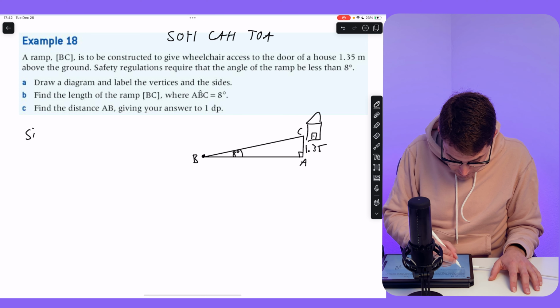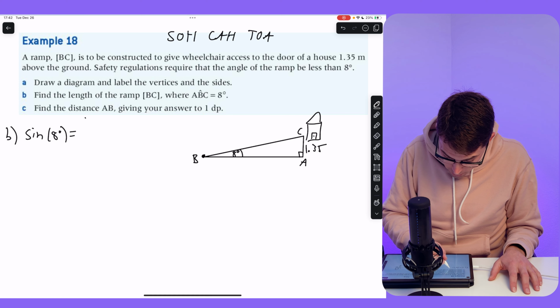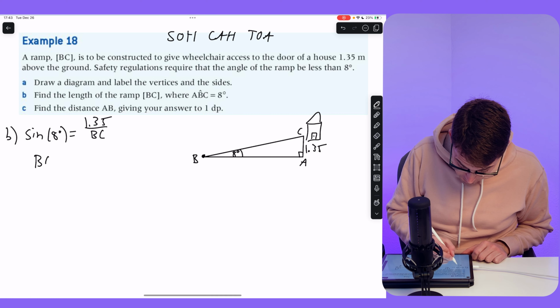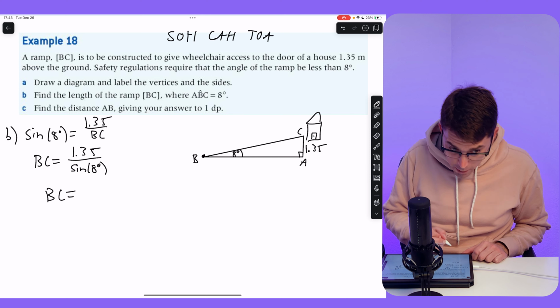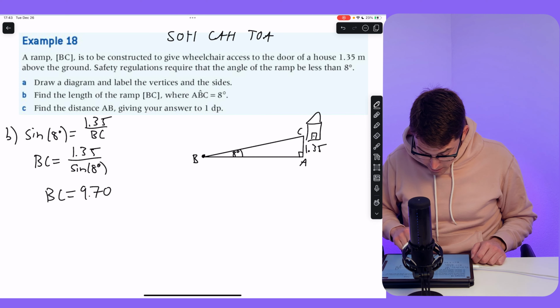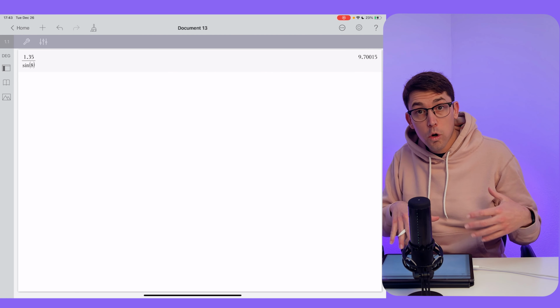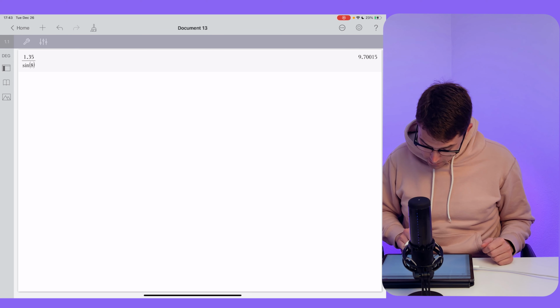So I'm going to have the sine of 8 degrees is going to be equal to the opposite, 1.35, all over the hypotenuse, which is BC. Now rearranging, I'm just going to have BC is equal to 1.35 all over the sine of 8 degrees. And if you put that into your handy dandy calculator, you're going to get a value of 9.70. And you can see that I already did that here. I have 9.70015, but again, in our course, we take into account 3 significant figures. So 9.70 is going to be our answer.